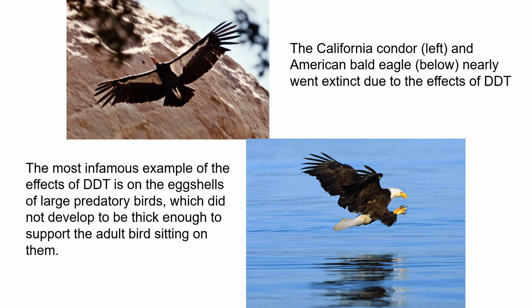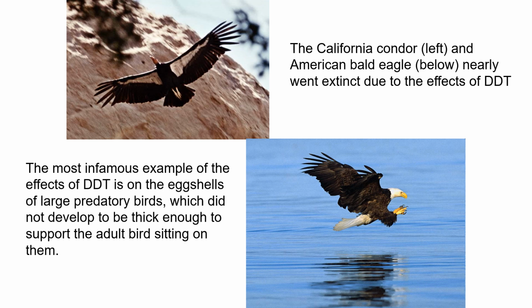And probably the most famous harmful effect is how DDT interferes with reproduction in raptors, or these large predatory birds. So things like eagles and owls and hawks and falcons and osprey and condors. So these are large predatory birds. They're at the top of the food chain. They're carnivorous, so they're eating smaller animals. And a process known as biomagnification or bioaccumulation occurs. Let's just look at that.